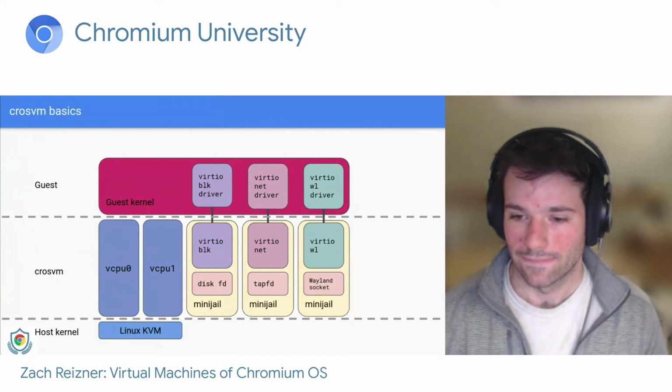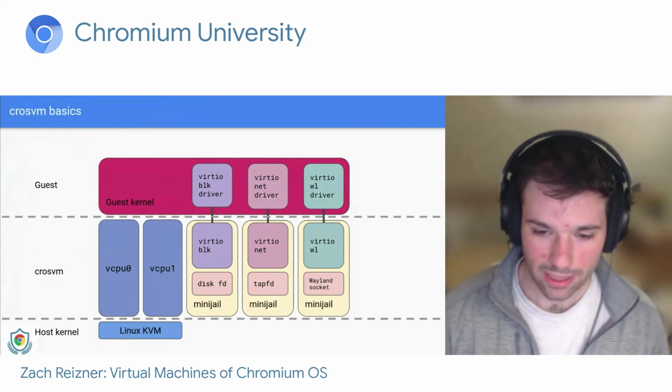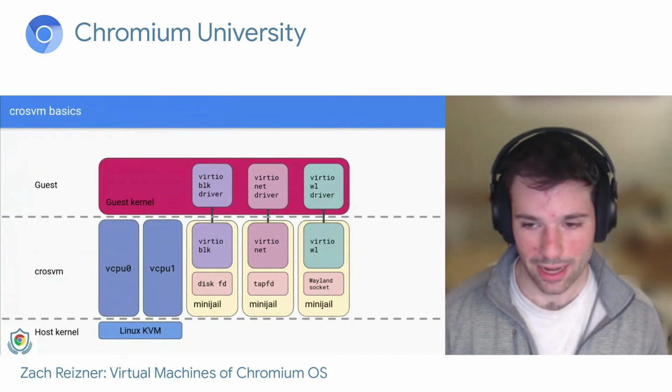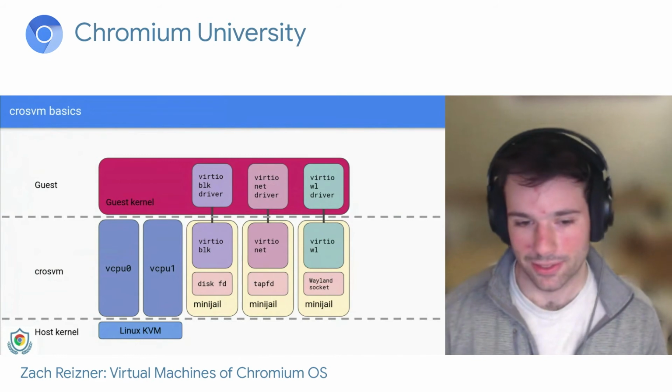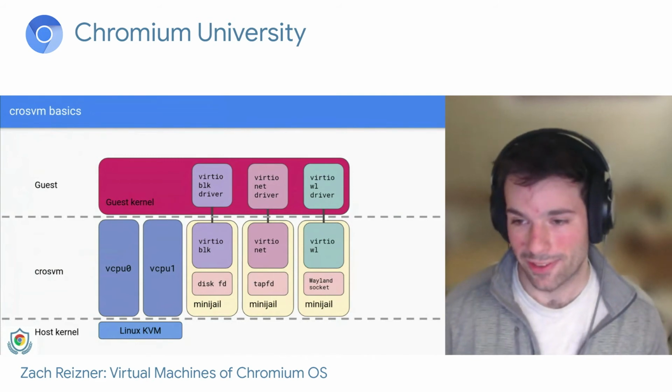So we've talked a little bit about the daemon constellation. I want to talk a little bit about the low-level details of CrossVM and how it runs and how we achieve that security. Here's a very high-level view of how that works.